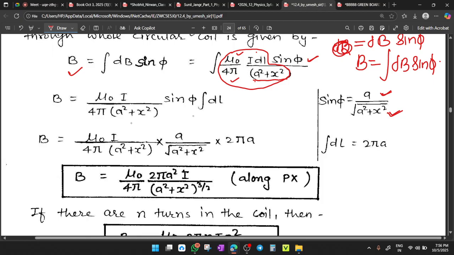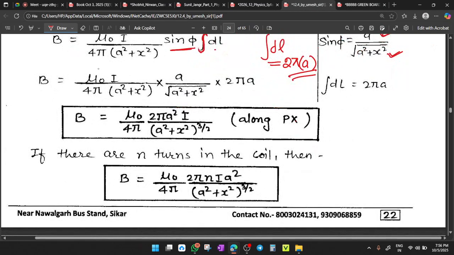So mu naught into I is constant outside, mu naught upon 4 pi, a square plus x square, sin phi is also constant. Inside the integration, it is dl. And what is dl? dl is the total length of the loop, that is equal to 2 pi r. But in the place of radius, we have a, so it becomes 2 pi a. So place all the values and you have the final derivation: mu naught I a, a square into 2 pi below 4 pi, a square plus x square and under root a square plus x square.